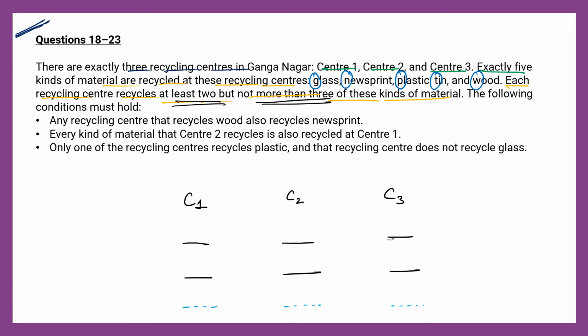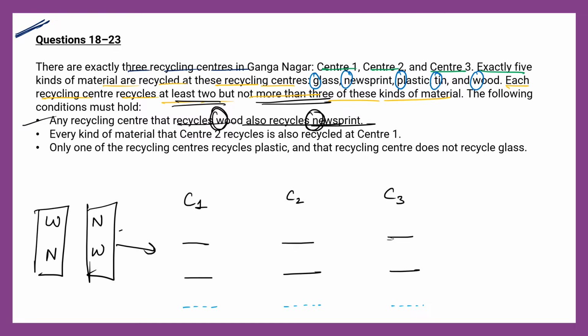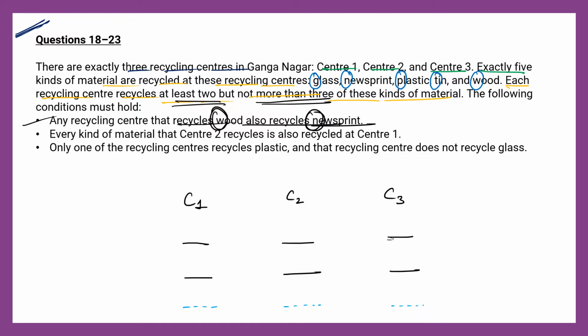It says that any recycling center that recycles wood also recycles newsprint. So if there's W, there will be N. So just write this down, that whenever there is a W, there will also be N. Or you can kind of say that if there is N, there will be W, right? That's what it means. So you should remember that you will have these as a block in here. So let's just write this down by saying that maybe W and N are together.